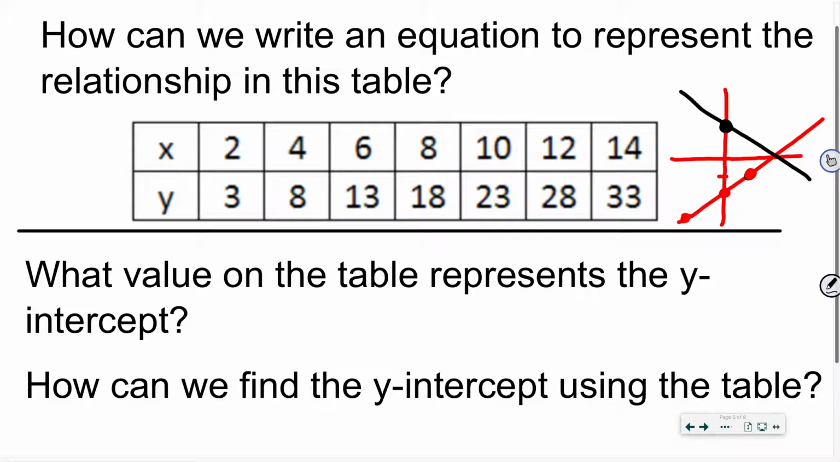Well, our slope here, every time our y increased by 5, our x increased by 2, which is why we know our slope was 5/2. But how am I going to find the y-intercept?